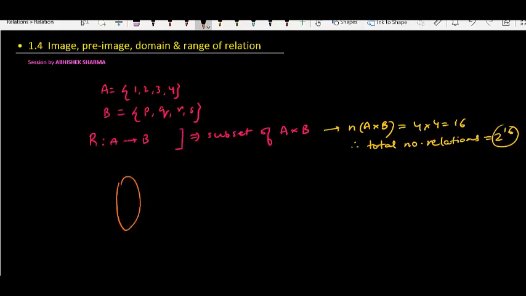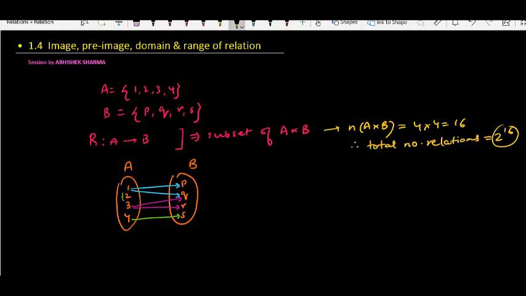in this way. This is a set A, and suppose this is a set B, and here you have 1, 2, 3, 4, and here we have P, Q, R and S. So now what I do is I relate 1 with P, I also relate 1 with Q, and then let's say relate 3 with Q, 3 with R, and suppose I relate 4 with S. So I'm not relating 2 with anything.